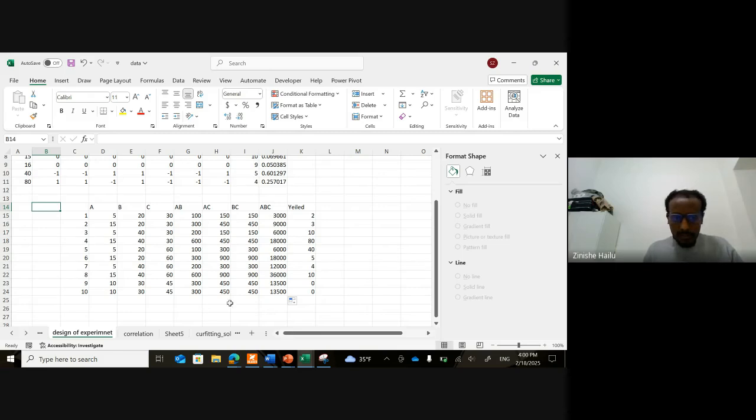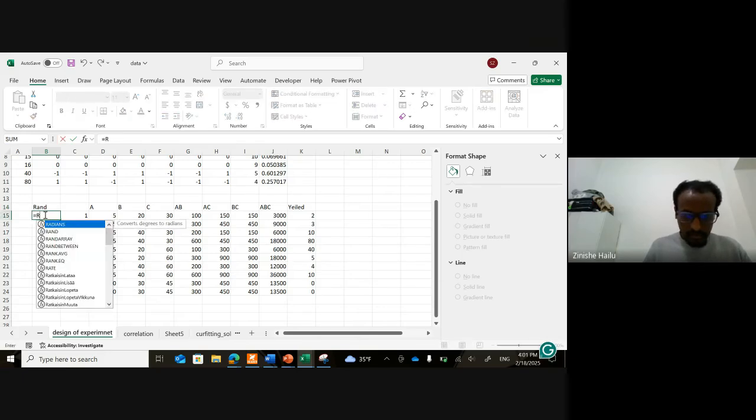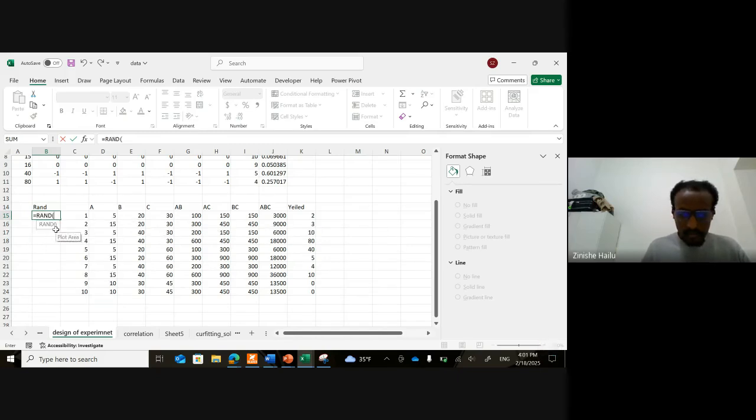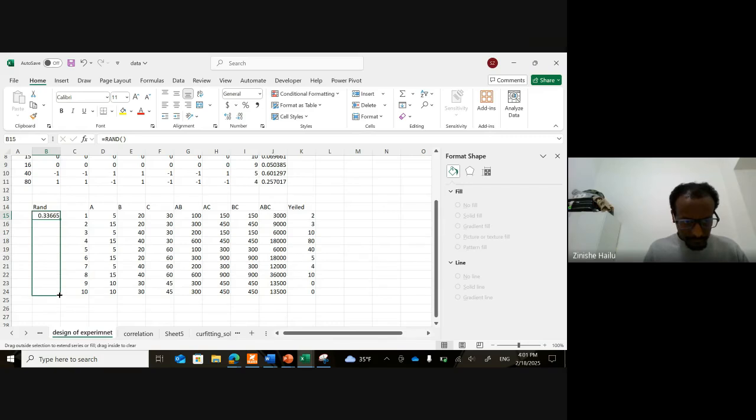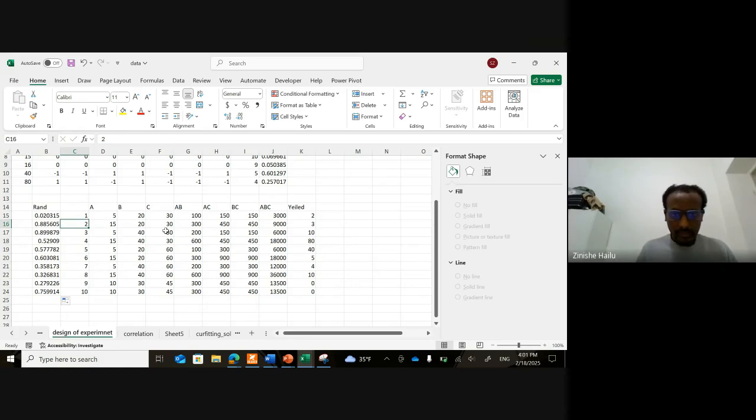This is our design. We can now randomize. Now we can put randomize here: rand is equal to rand. So this is our randomize.